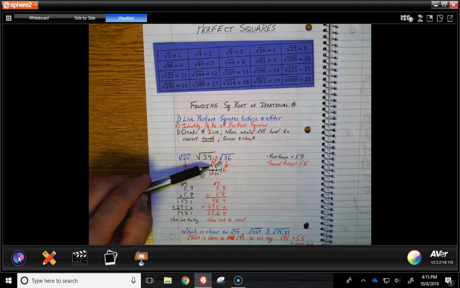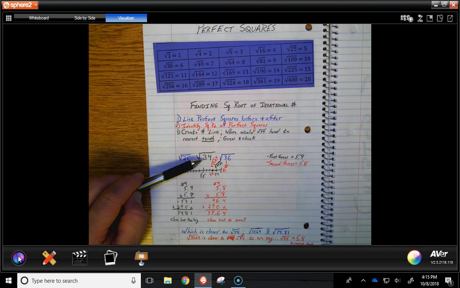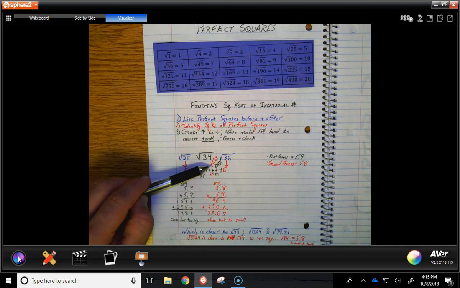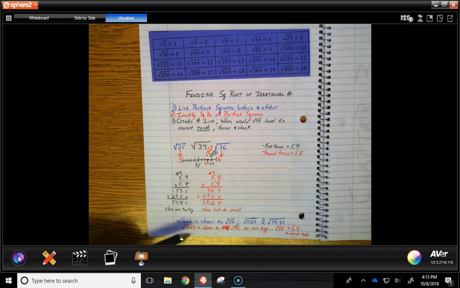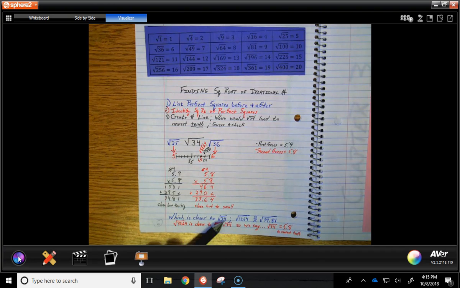I now have the squares around the square root of 34. The square root of 33.64 is too small. The square root of 34.81 is too big. And we say which is closer to the square root of 34: the square root of 33.64 or the square root of 34.81? And the square root of 33.64 is closer to the square root of 34. So we say the square root of 34 equals 5.8 to the nearest tenth.